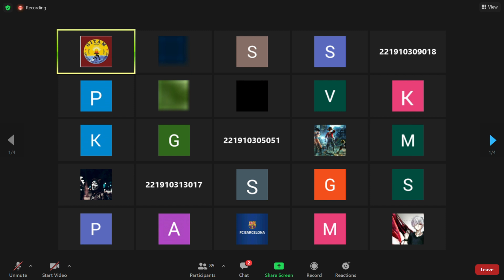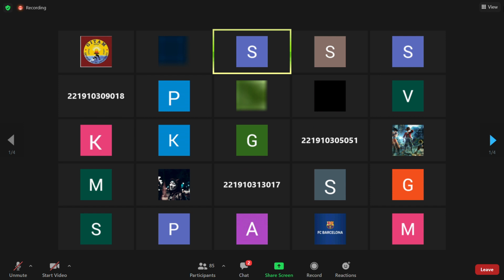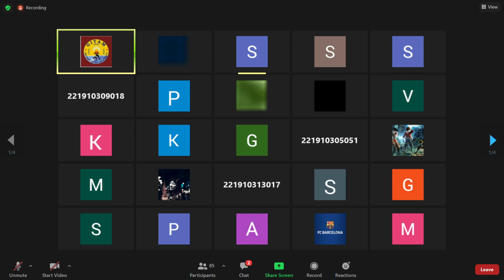CSC 548. CSC 548. Yes, sir. Share your screen, Babu. 1 second. So it says disabled participant screen sharing. Wait, I'll enable. Yes, can share now.